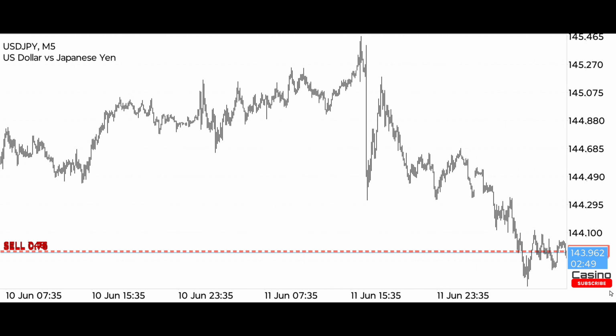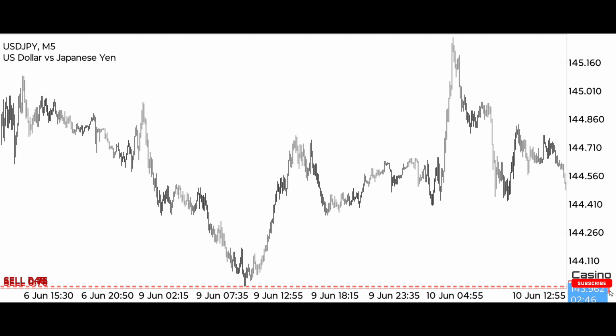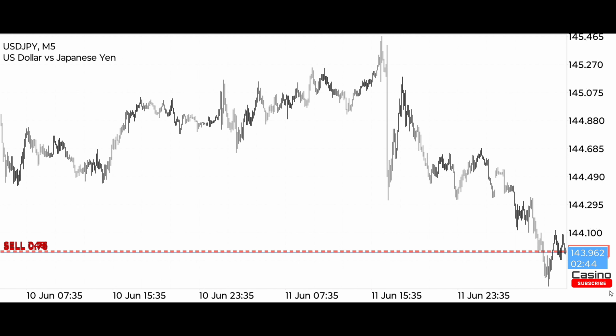Guys, market always repeats the same pattern again and again. This is the nature of market. We should observe these patterns carefully so that we can trade on the same pattern again and again.